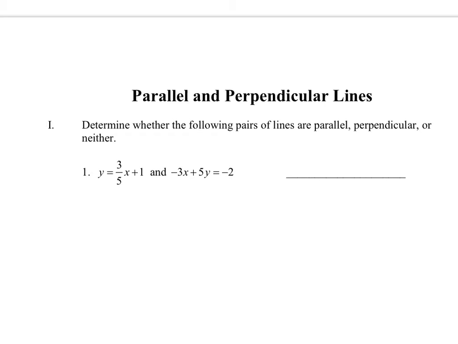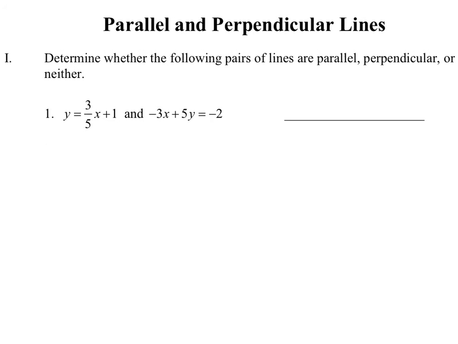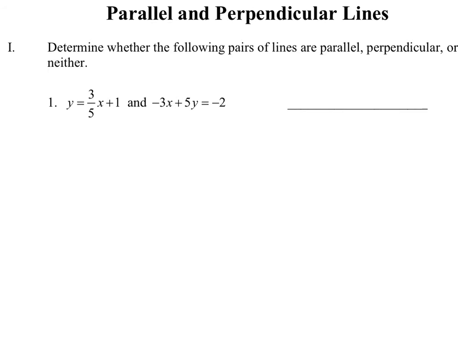In this tutorial, we'll determine whether the following equations are parallel, perpendicular, or neither. Now these are representing equations of lines. So the first one is in slope-intercept form, which is y equals m times x plus b. So I can see that my slope for the first equation is 3/5 and my y-intercept is 1.